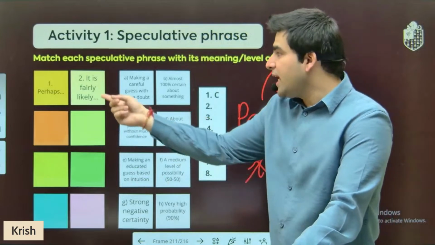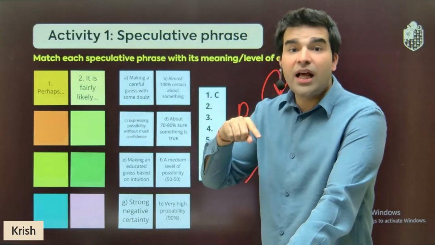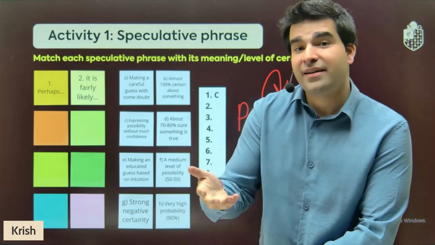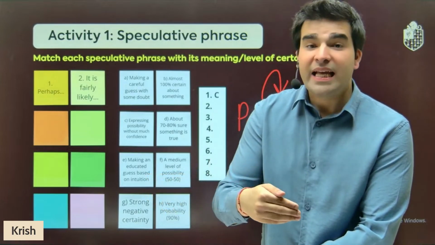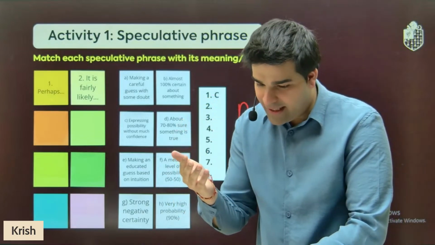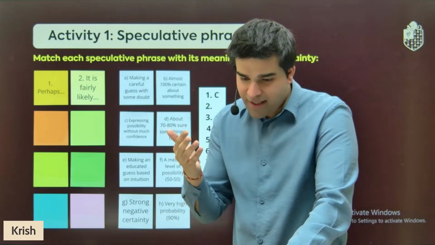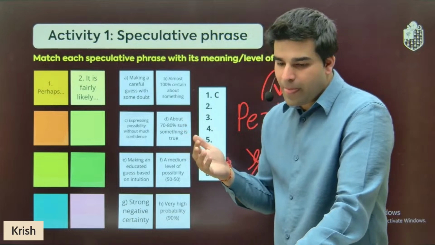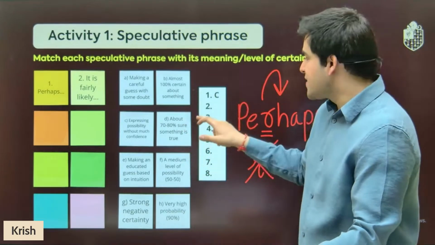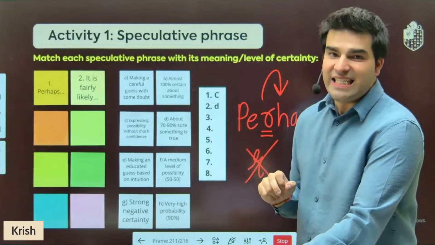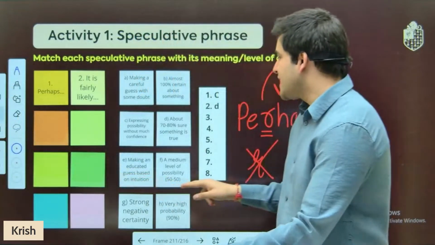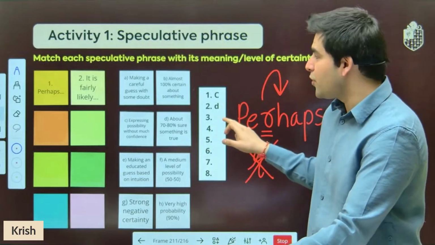And again, in fairly likely as well, R is silent. We do not say it with the R, we say it is fairly likely. Perfect. Here we go. The correct answer is D. Once again, the correct answer is D. I'm putting the answer here for you.